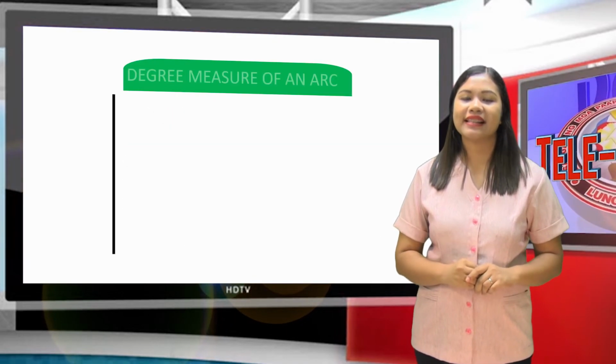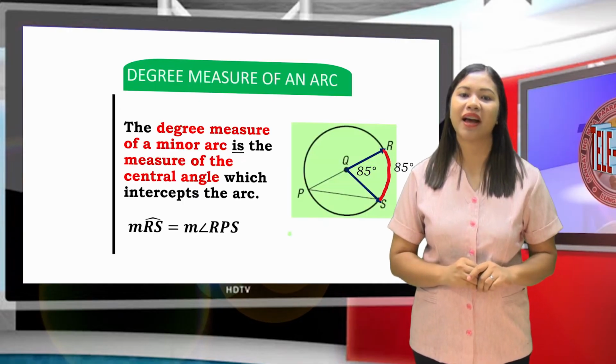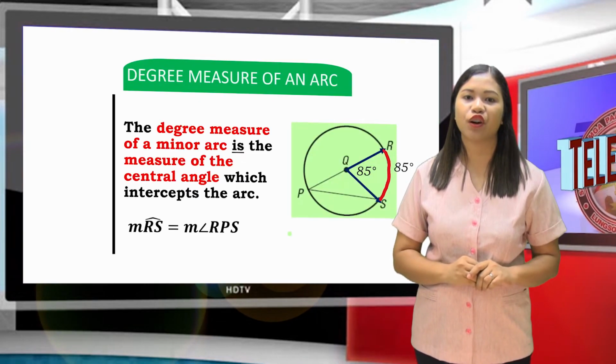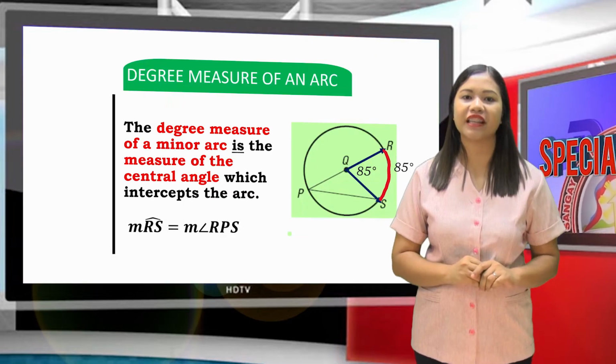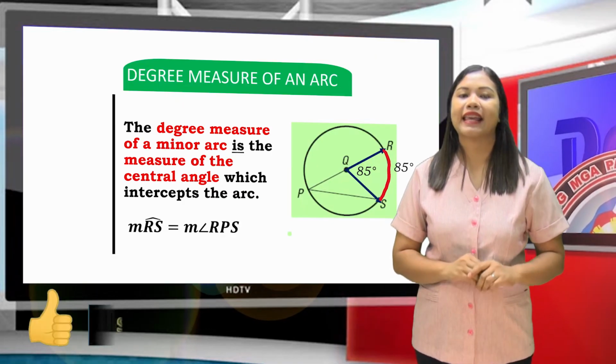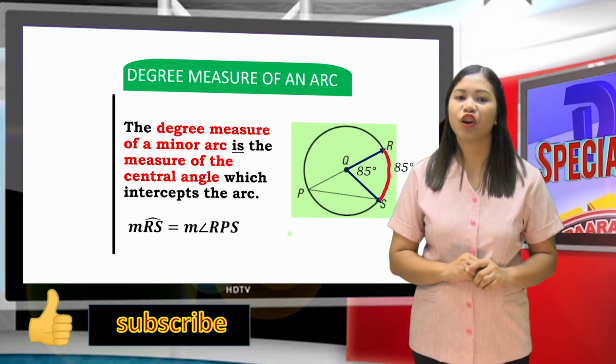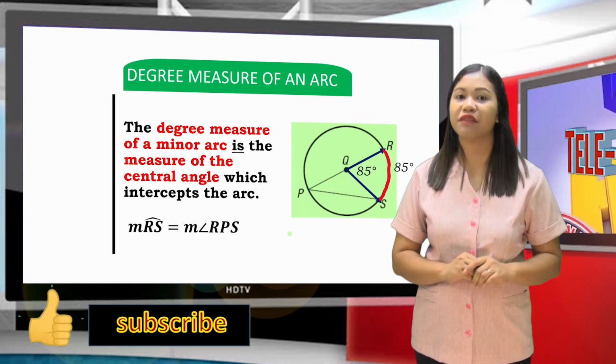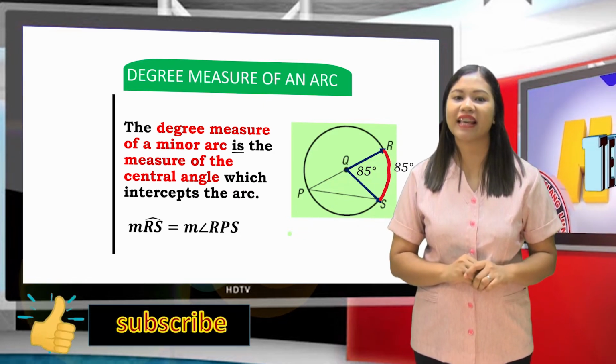The second one is the degree measure of the minor arc is the measure of the central angle which intercepts the arc. In this figure, since the measure of arc RS is 85, then the measure of angle RPS is also 85.